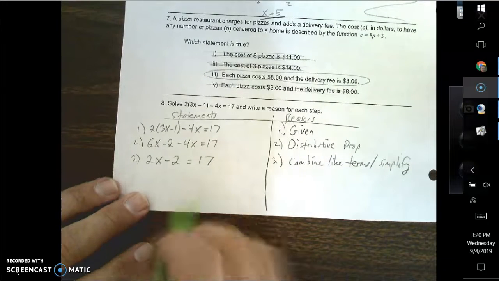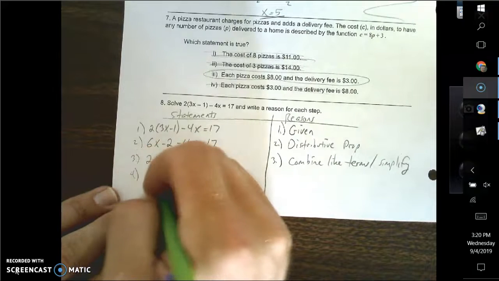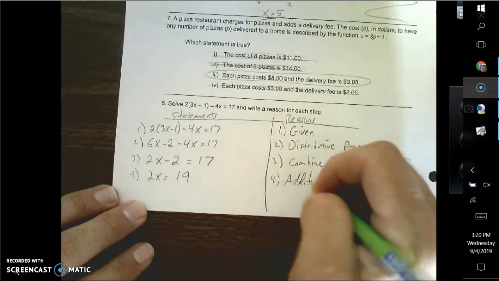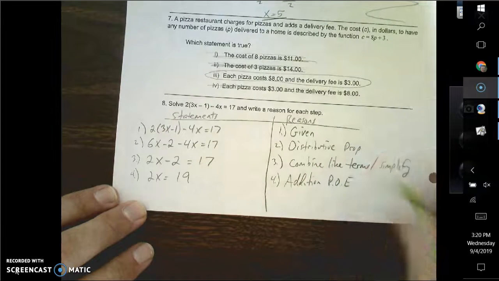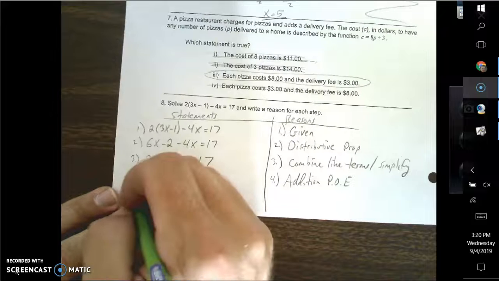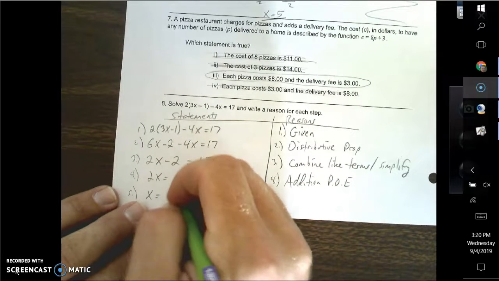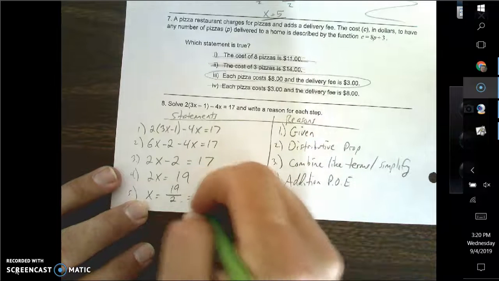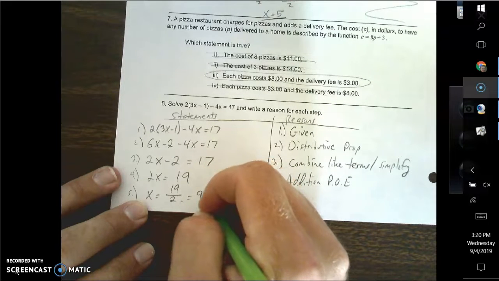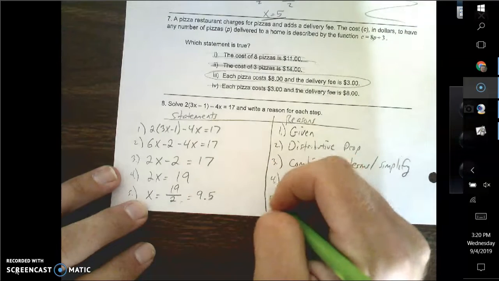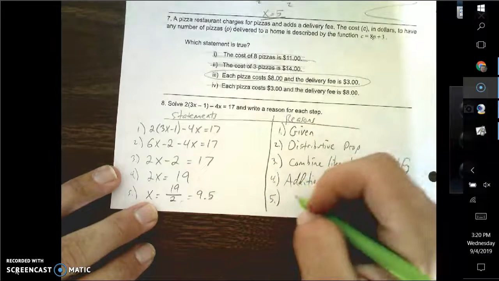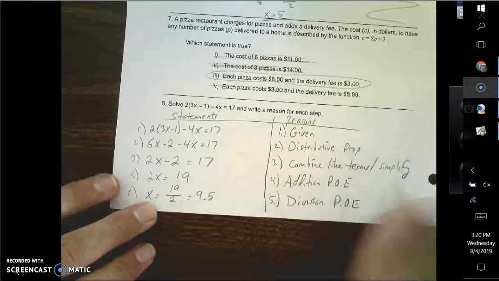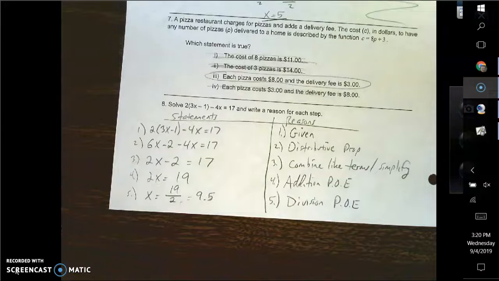Okay, I can add 2 to both sides. Okay, that's my addition POE. All right, and lastly, we can divide by 2, and we're going to get x equals 19 over 2, or you can call this 9.5, decimal or a fraction. I just wanted to let you guys know you can get decimals, you can get fractions. That's division POE. Don't freak out if you see fractions, if you see decimals, it's all okay.